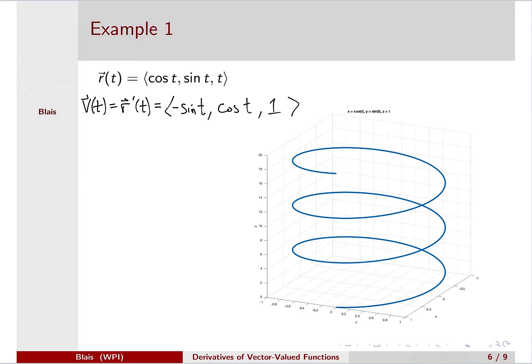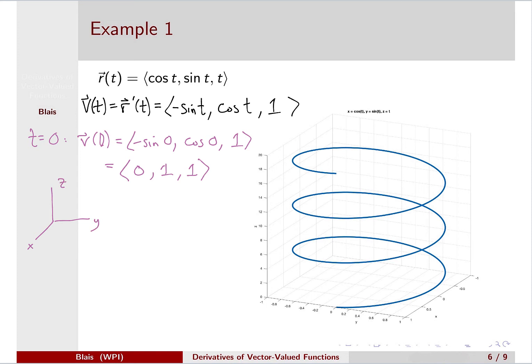And so let's take a look at a couple examples of different times for what this vector will look like. So for instance, let's think about the time t equals 0. So the velocity vector at time 0 will be minus sine of 0, cosine of 0, 1, or 0, 1, 1. Now if we draw that vector beginning at the origin, we would go out 0 along the x-axis, 1 along the y-axis, and 1 along the z-axis.